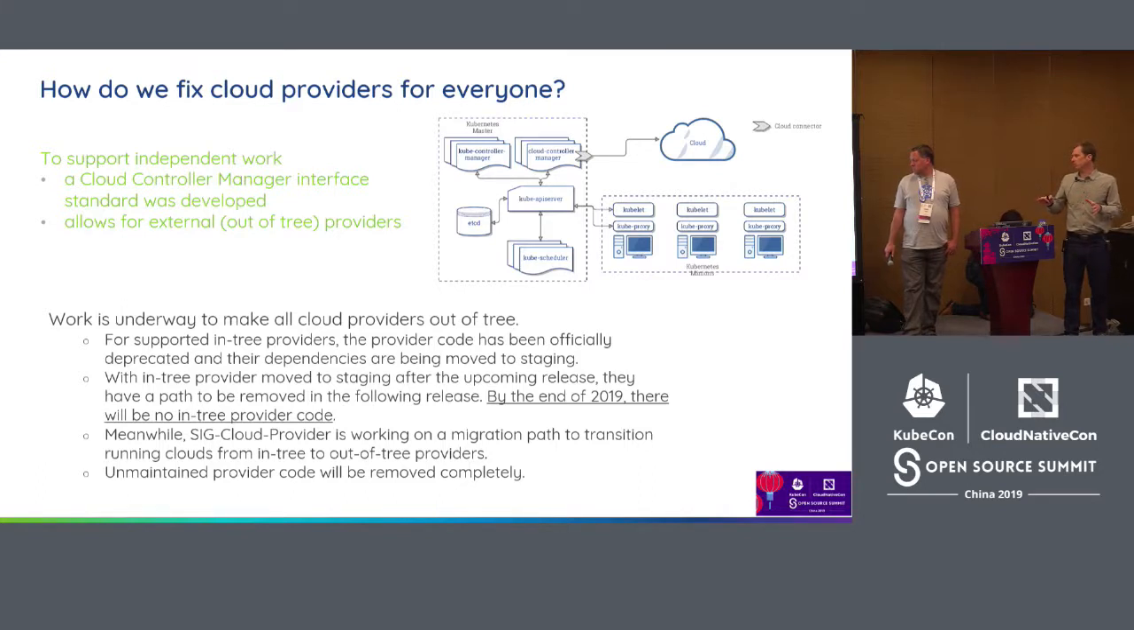With the in-tree providers moved to staging after the upcoming release, they will have a path to removal in the following release. Our goal is that by the end of 2019, there's going to be no in-tree provider code. All of that will be gone. If you are running a cloud provider and you have code that's in tree, OpenStack is a good example of this because you're more likely to be running your own OpenStack code. You should be thinking about migrating from what ships with Kubernetes to what ships from the individual provider. And finally, any unmaintained provider code is going to be removed entirely.